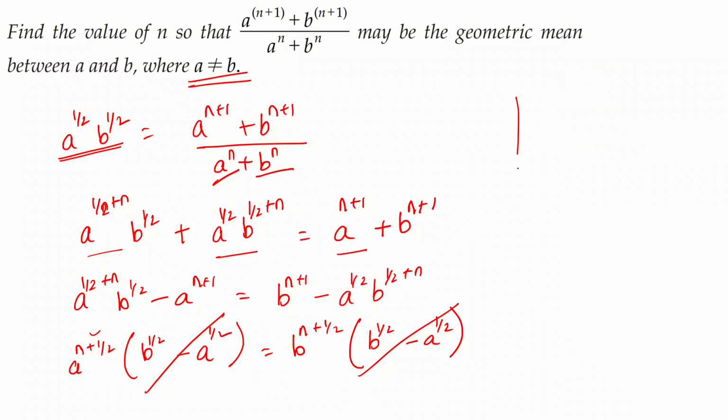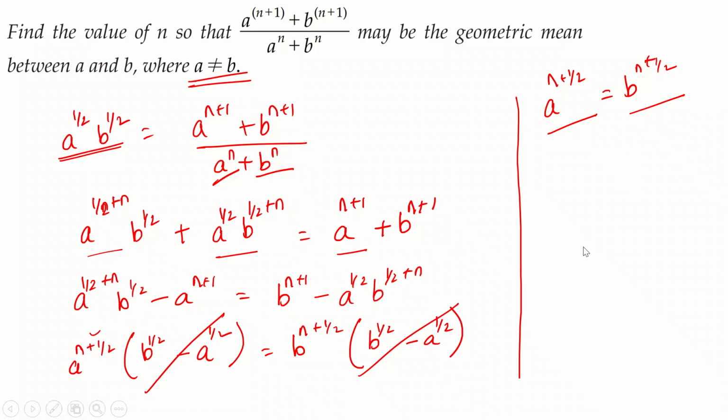So what we are left with now is a^(n+1/2) equal to b^(n+1/2). We have to find n, and this can only happen, see, we are given that a is not equal to b and we want this to be equal to this.